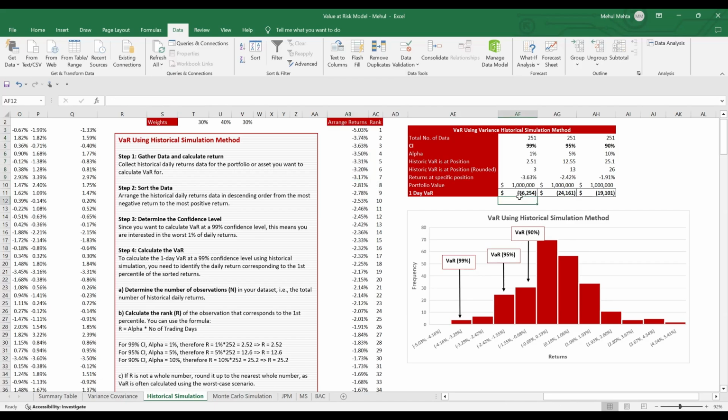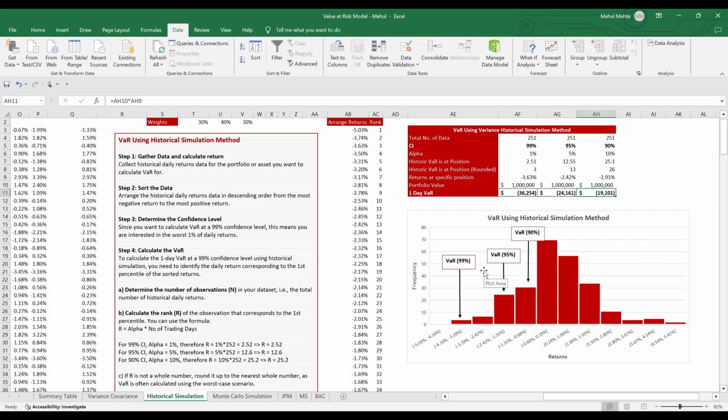One thing that you will observe is the more confident we are, let's say 99%, the higher the loss, and the less confident we are, the lower the loss. Because once you take, let's say, a 90% confidence interval, you're moving away from the tail. If you see, you're moving on this side. That is the notion also: the higher the confidence interval, the higher the potential loss. So this was all about the value at risk using the historical method.